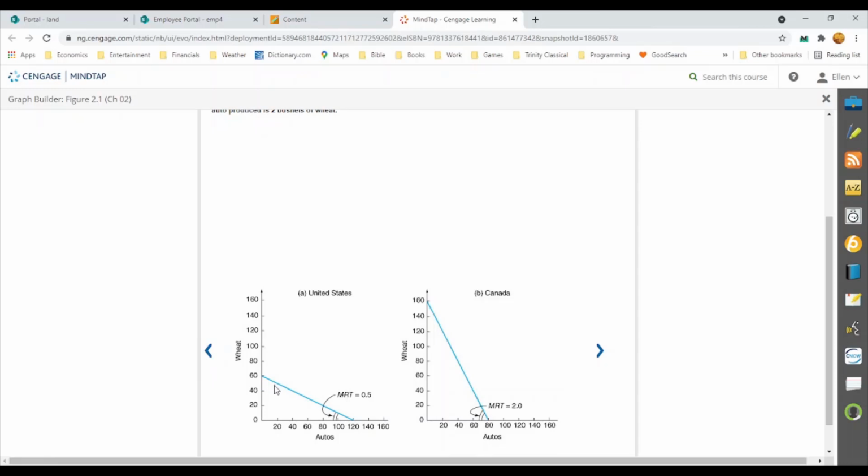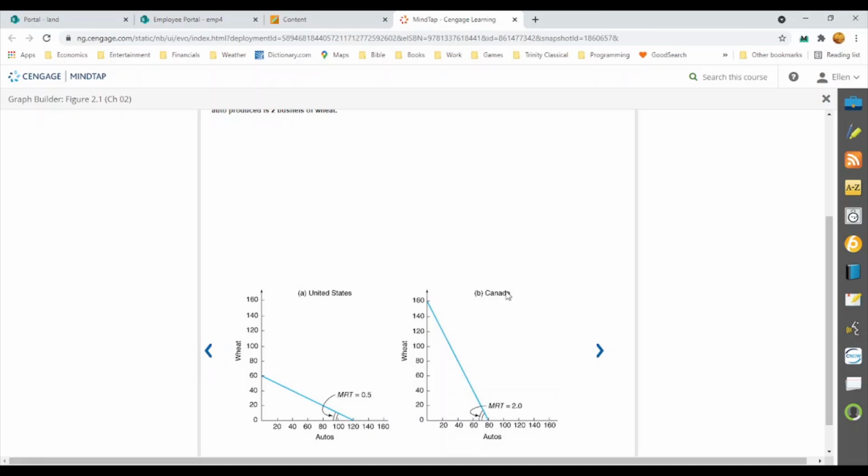Because look at my arrow, you go down this amount of wheat, that's what you lose, in order to go over or increase the number of autos. And so we call that the marginal rate of transformation. So the marginal rate of transformation is how many of the vertical axis unit of goods you have to give up in order to get one more of the horizontal good.